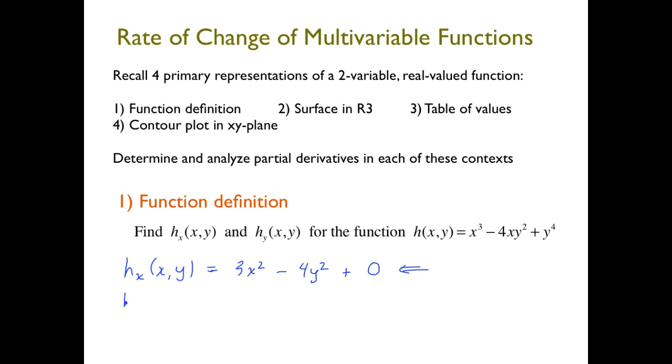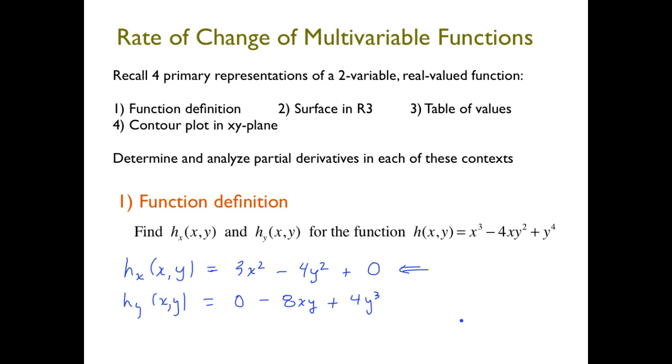And then h sub y, same thing. The derivative of x cubed is 0. The derivative of minus 4xy squared is negative 8xy to the 1st, plus 4y cubed. So now this is a new multivariable function that tells you, given any ordered pair xy, what the rate of change with respect to y is of the function h.